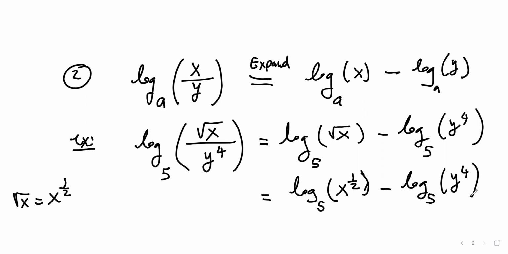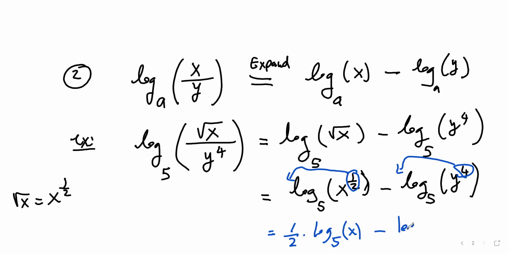Okay, now I will have to move each power right in front of the log. And then we'll have 1/2 times log base 5 x minus 4 times log base 5 y. So we have no longer exponents of the input. So this will be the last step. This will be expanded as this.